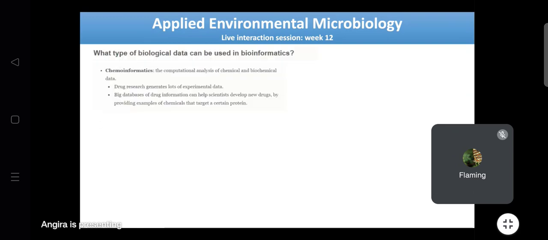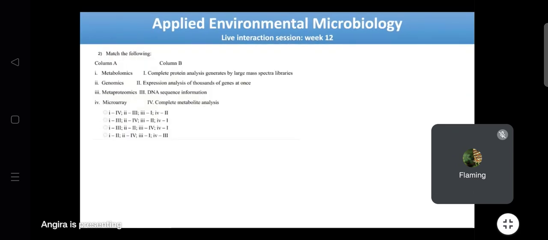Okay, anyway, option A is the correct answer. So as you can get to know, metabolomics should be correctly matched with complete metabolite analysis, genomics should be matched with DNA sequence information, and metaproteomics should be matched with complete protein analysis that generates large mass spectra libraries, and microarray is basically expression analysis of thousands of genes at once. So all these are correctly matched in option 1.